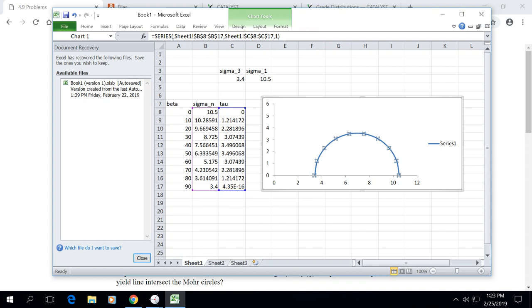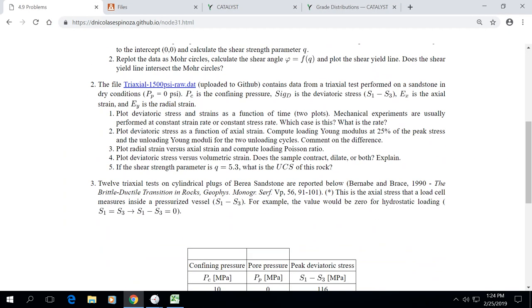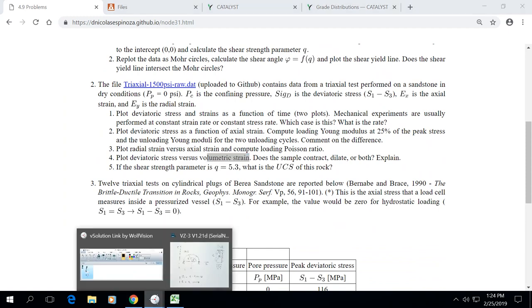Okay, so let's talk about problem number three. Problem number two, I was telling you, you have to measure Young's modulus and you have to measure the strength of the rock, but there's nothing different from what you have already seen before. There is one more thing that is worth noticing, and it is that you have to calculate volumetric strain. Let me just say that very quickly.